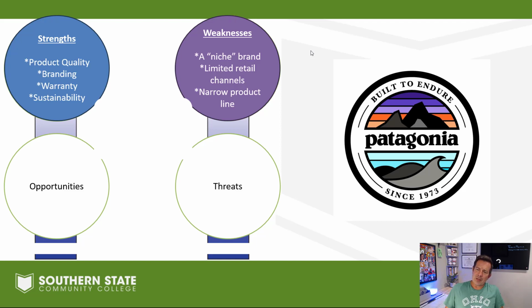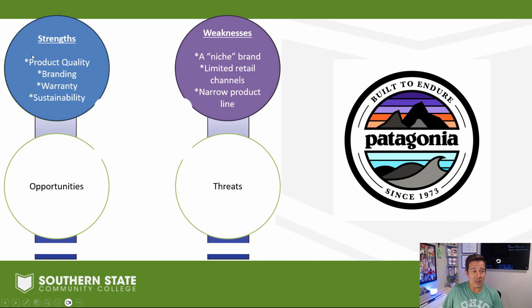And then finally, a somewhat narrow product line. You know, you've got apparel for men and women. You got hats, and you got accessories, socks, and that kind of thing. But that's really about it. Just clothing. It's a clothing brand. And so a narrow product line, a little bit of a weakness there. So that is looking internally at Patagonia.